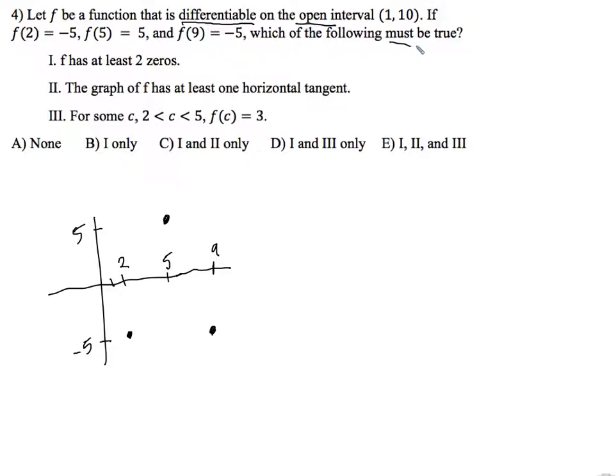Which of the following must be true? We're looking for true things. So F has at least 2 zeros. What do you guys think? True or false? Thumbs up, thumbs down. Just looking at number 1, what does that mean when they say that? It crosses the x-axis twice.